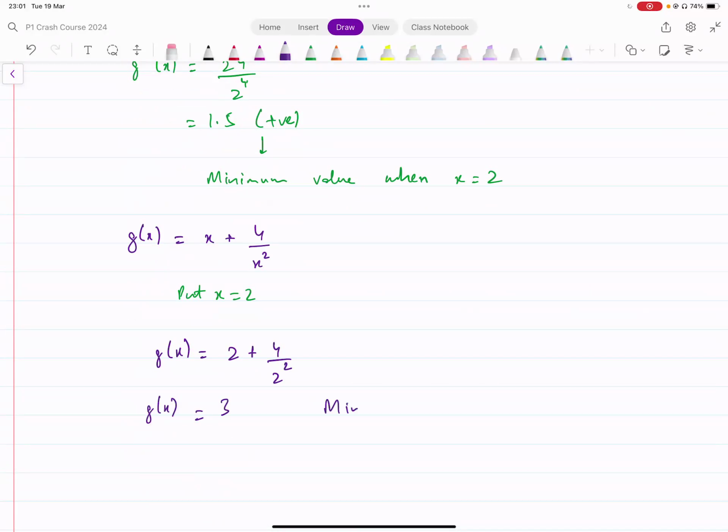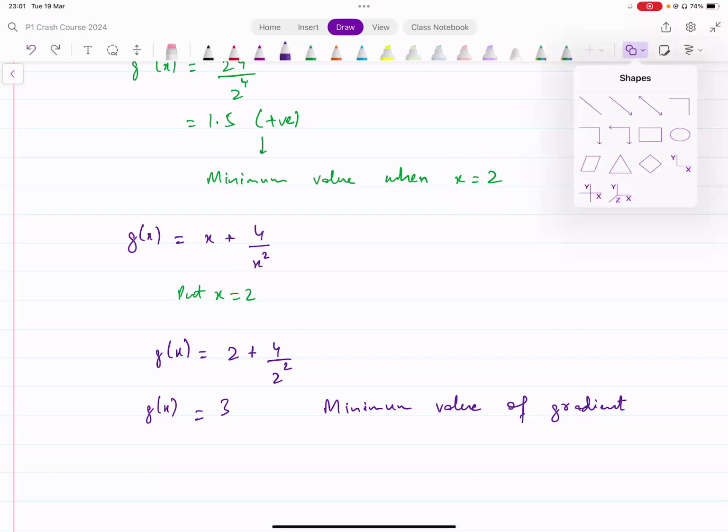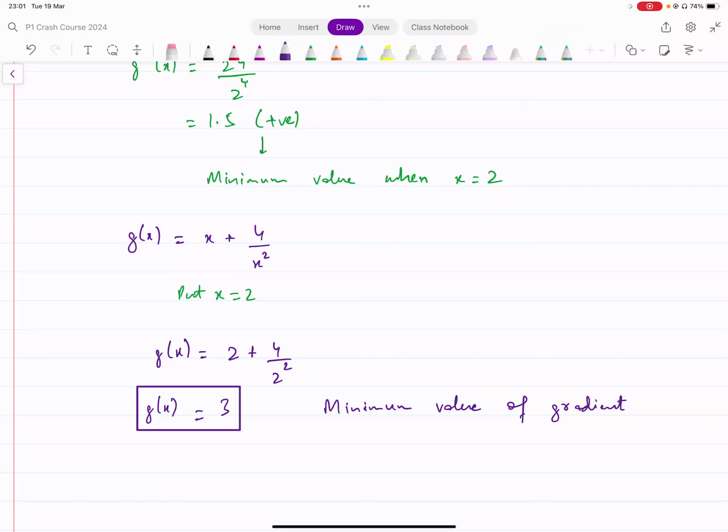This is the minimum value of gradient. So the minimum value of gradient occurs when x equals 2. And what is that minimum value? That value is 3. And that's what we had to prove. That's what we had to find out in this case. Make sense? Now, let me repeat.